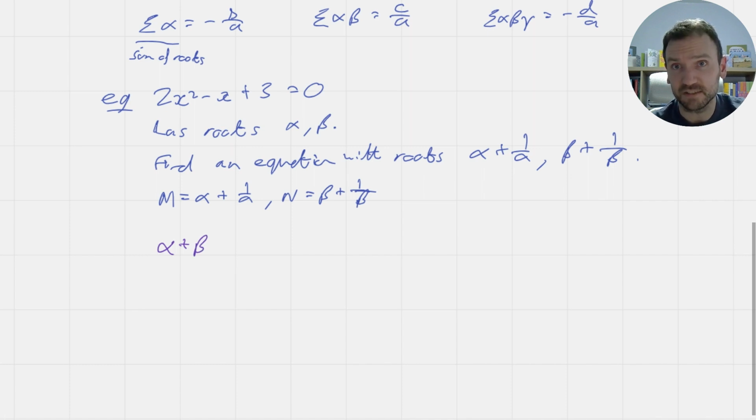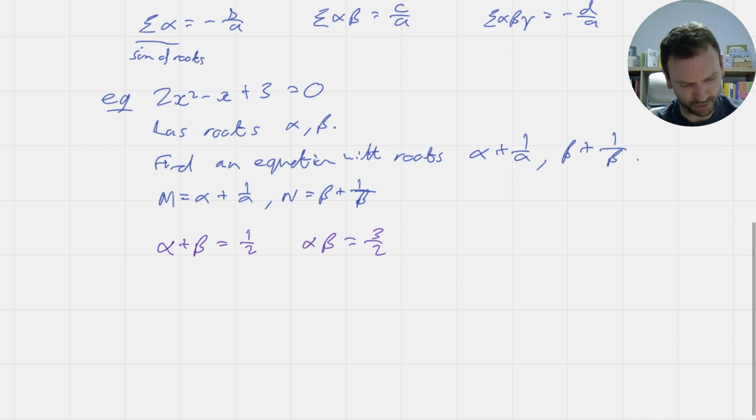b in this case is negative 1, a is 2. So alpha plus beta is the negative of negative 1 over 2, or just positive a half. And the product of the roots is c over a, which is 3 over 2. So get those down, because you're probably going to get marks for that, even if you go wrong later on. Getting that down makes it clear to the examiner you know what's going on. Don't just save it to use later on.